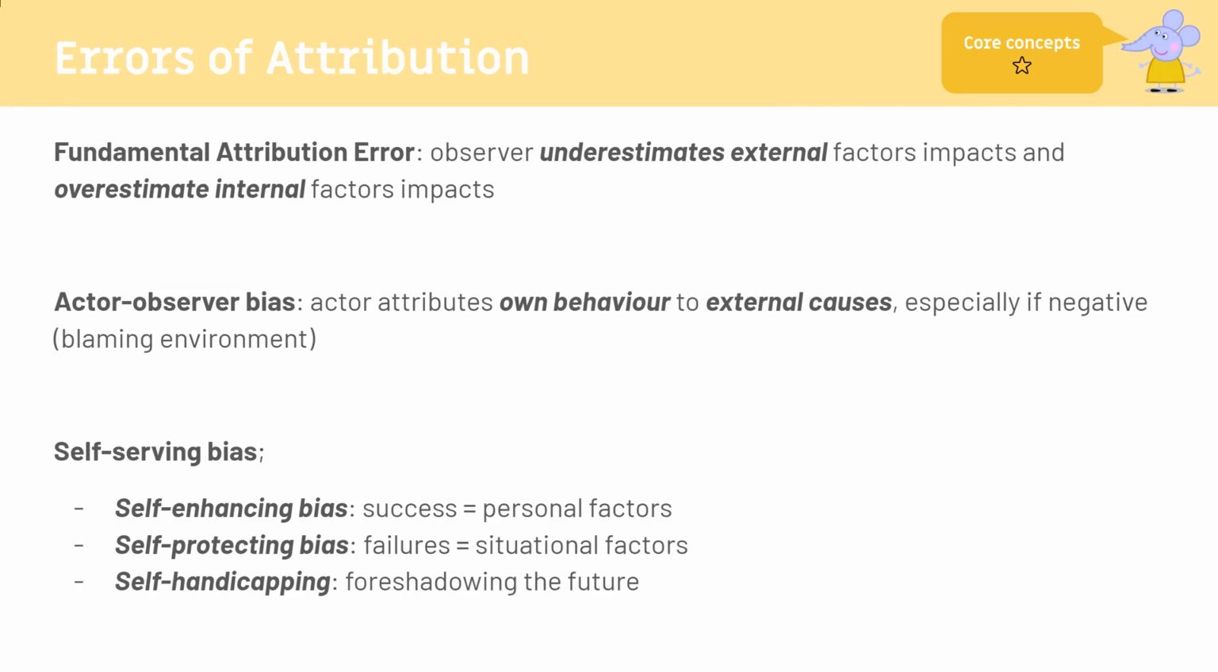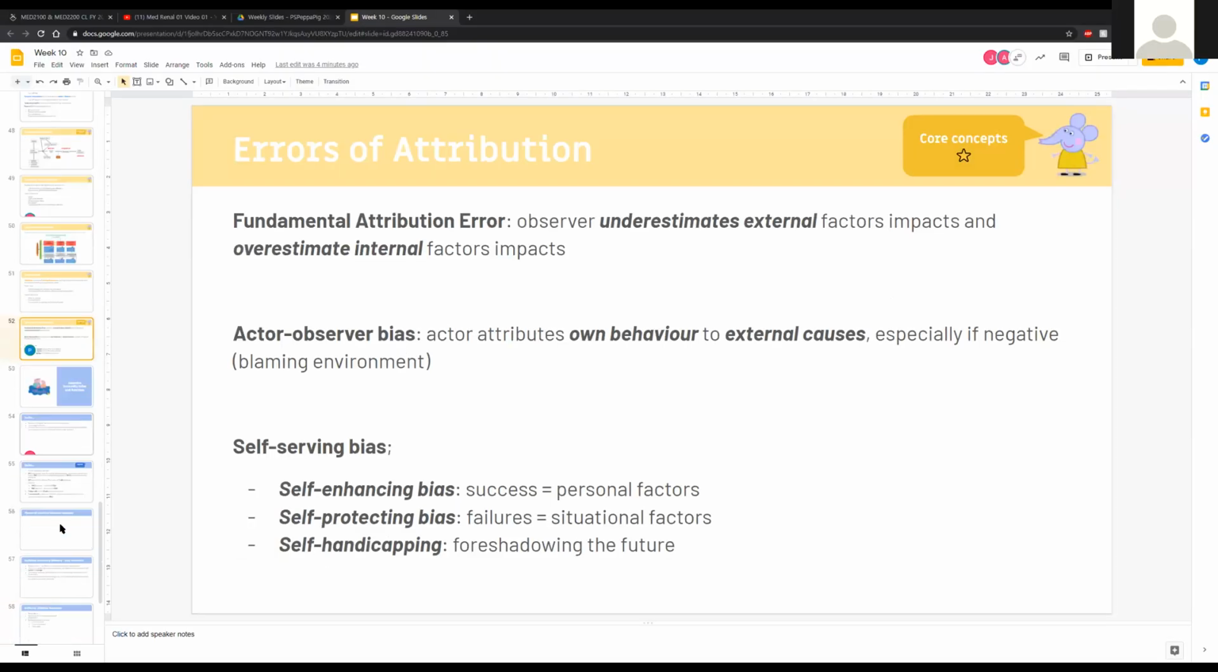And then there's self-serving bias, which also has three types. Self-enhancing bias is when you attribute success to your own personal factors. Self-protecting bias is when you attribute your failures to situational factors. And self-handicapping is foreshadowing the future. Yep, and that's it. I think there's one slide after.